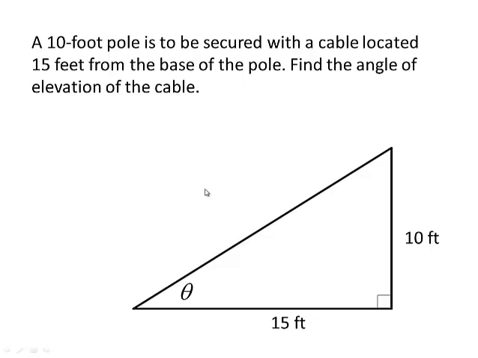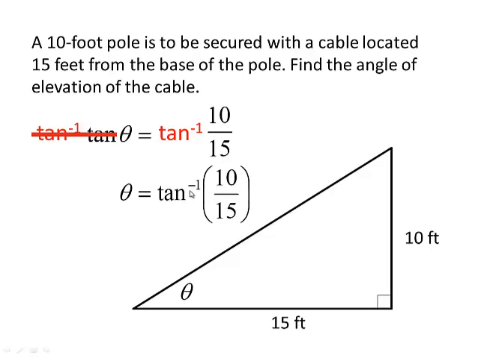All right, this is almost done here. We have a 10-foot pole that is secured with a cable 15 feet from the base of the pole. Find the angle of the cable right here. So for the angle, we would take tangent because we have opposite over adjacent, right? To cancel out the tangent, we're going to use the arctangent of both sides. My theta is going to be equal to arctangent of 10 over 15. Put that in your calculator, and you should get 33.7 degrees.